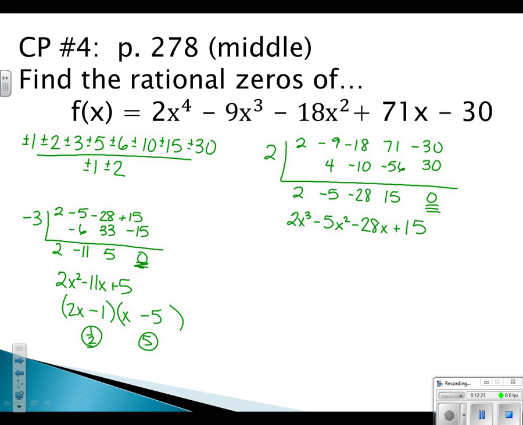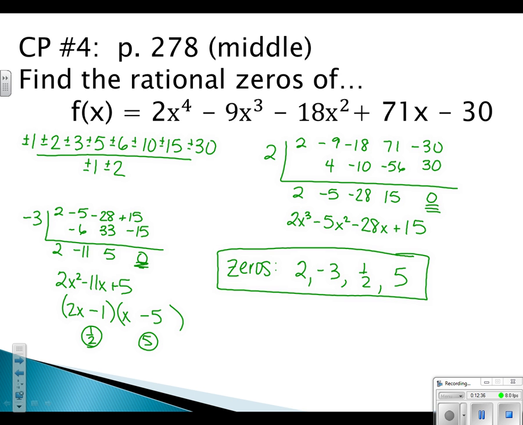So my zeros on this one, first one I found was the 2. I then found the -3. Then I came up with a 1/2, and I came up with 5. Here are my 4 zeros for this polynomial.